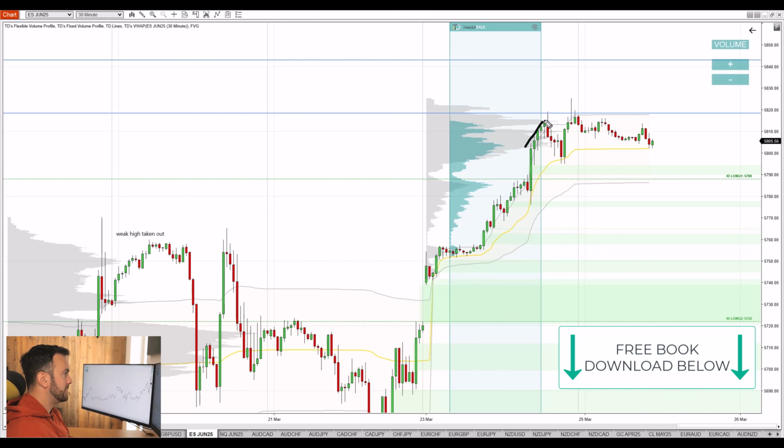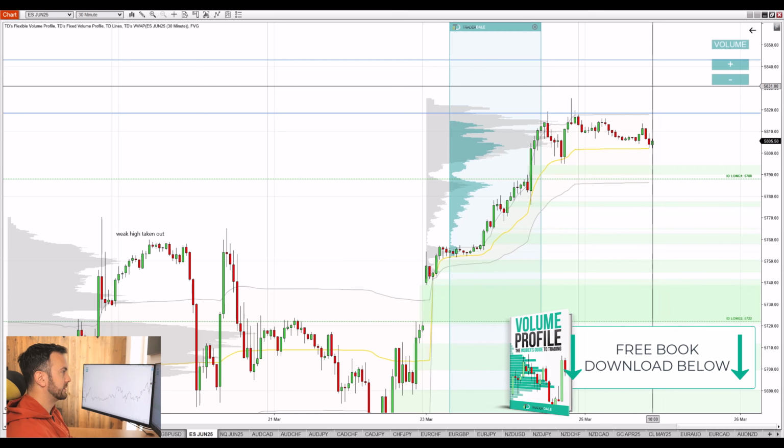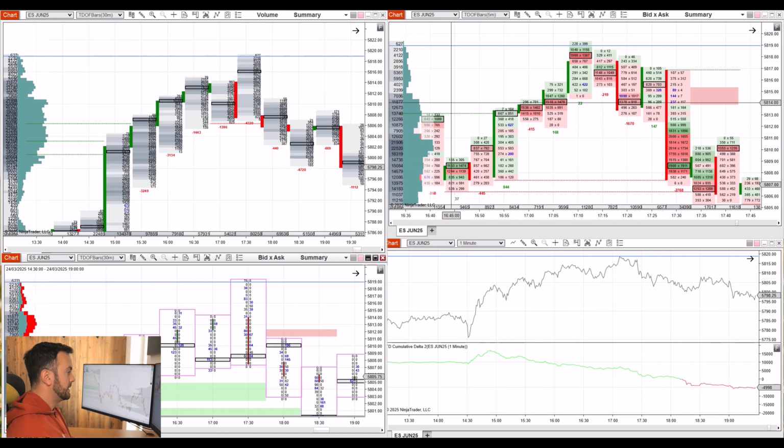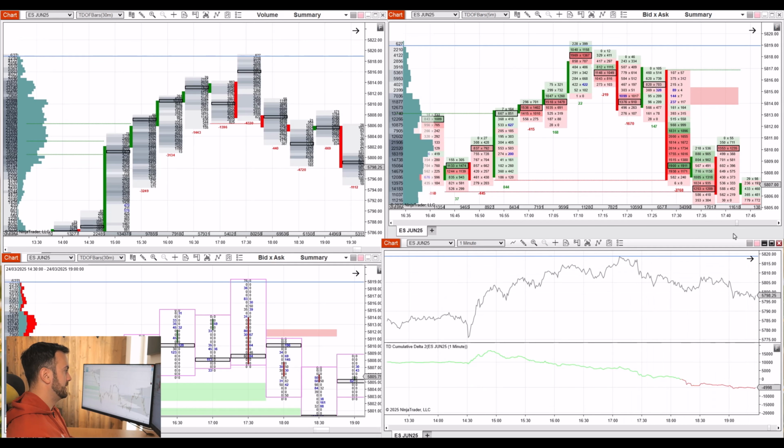When the price was reaching this level, there was a beautiful confirmation on the order flow. So let me switch to the order flow chart. And on this order flow layout, what I want to focus on is this chart. This shows cumulative delta. So let me go full screen with that.